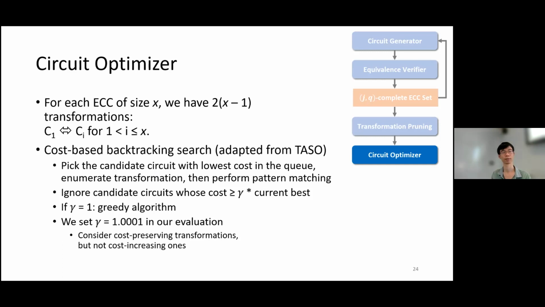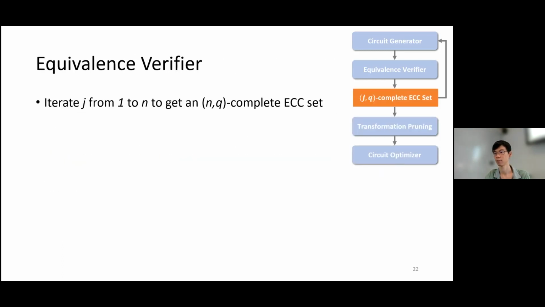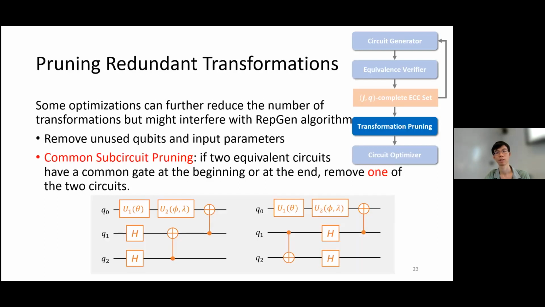Wait, doesn't your definition of JQ complete, or how you construct the complete ECC set, preclude, for example, this one? Like these two would never be in. What's the point of common subcircuit pruning? Because if they have a common subcircuit, they would have been checked already.